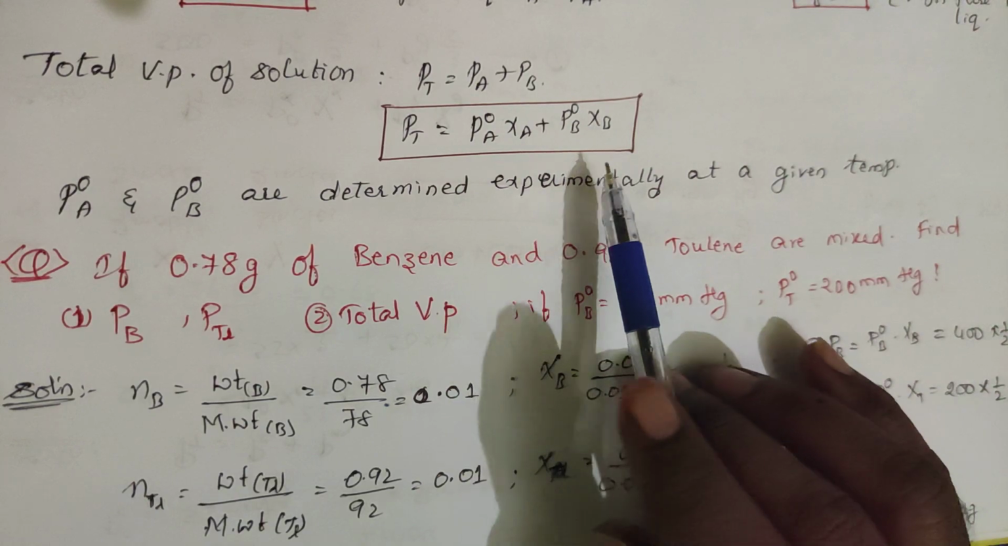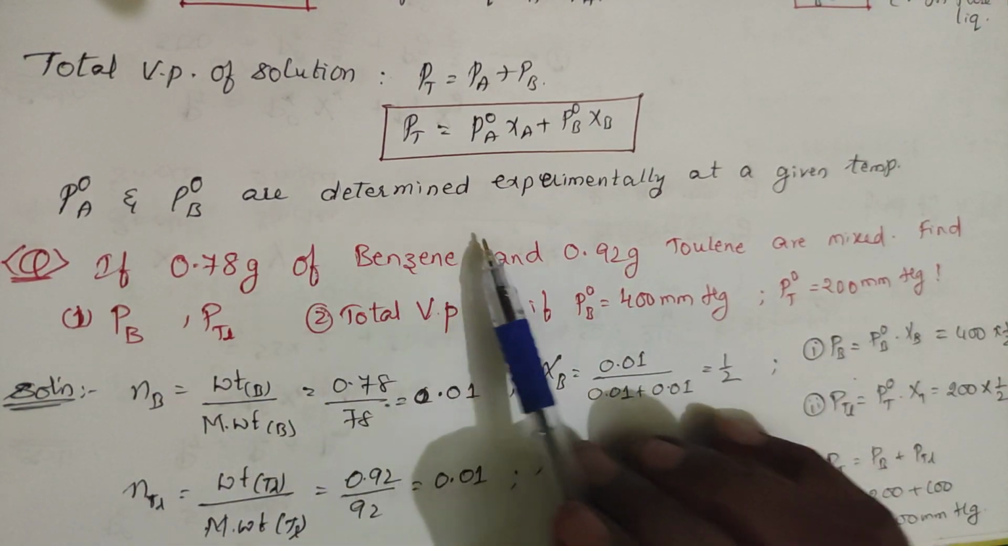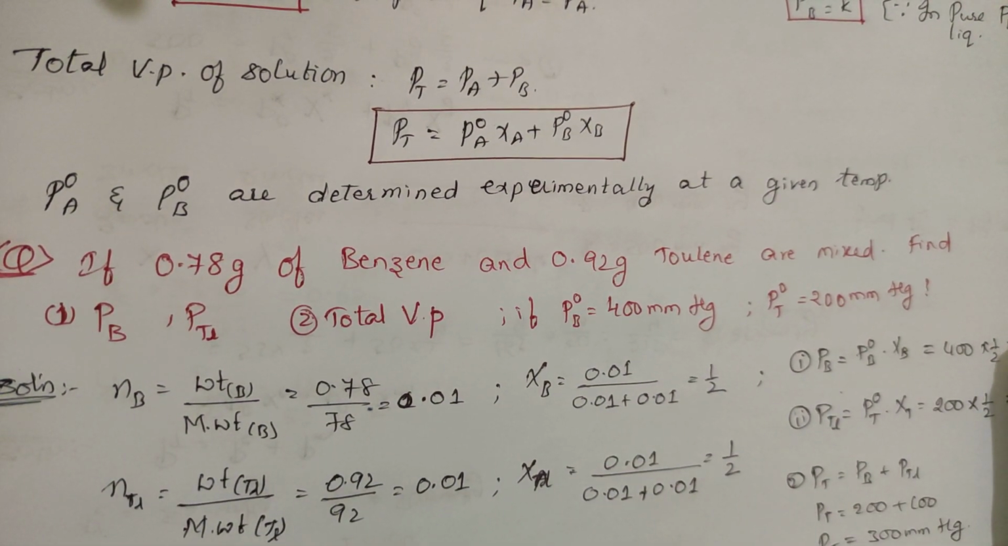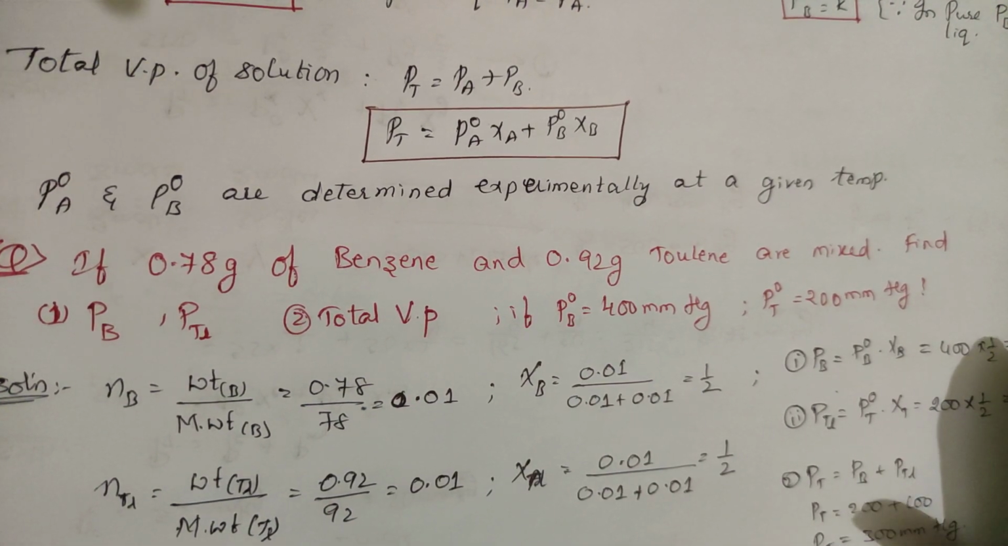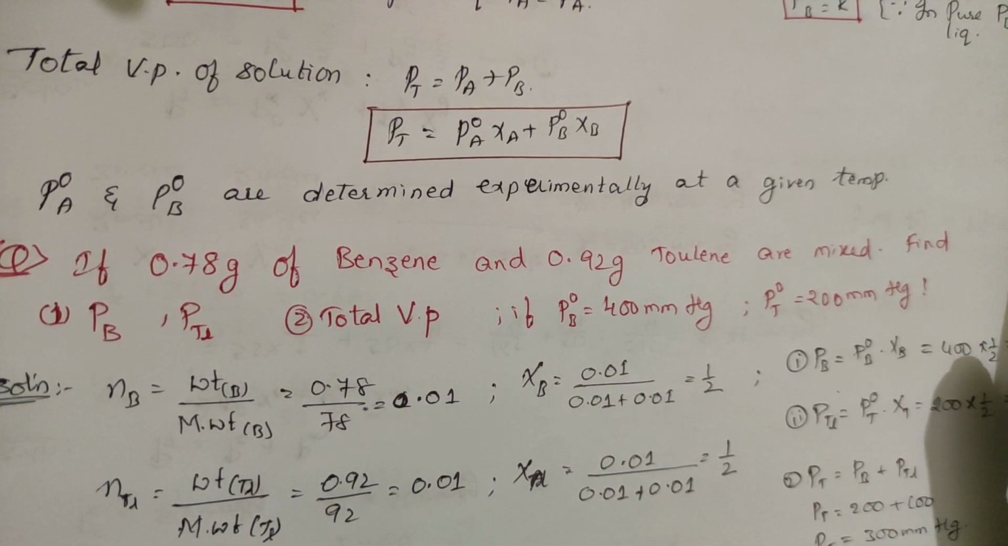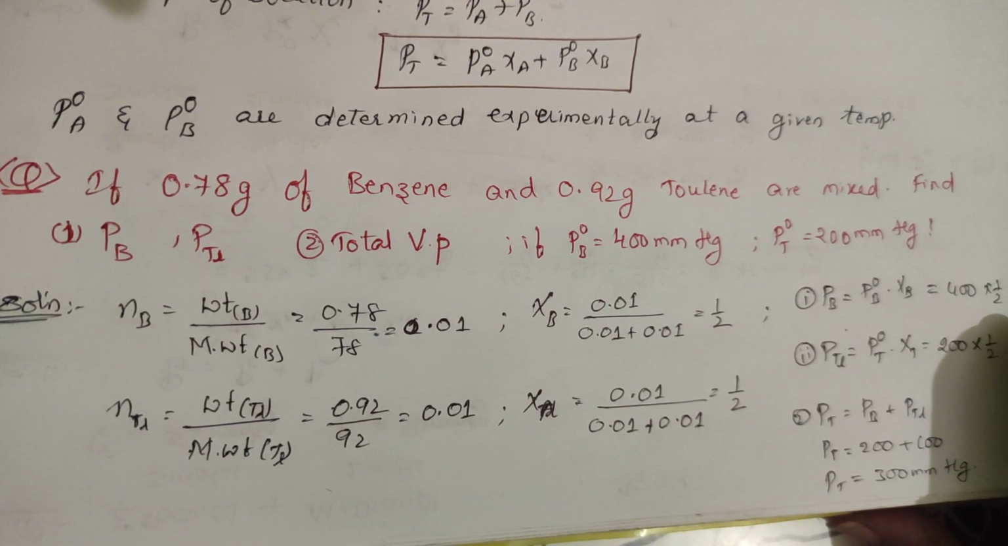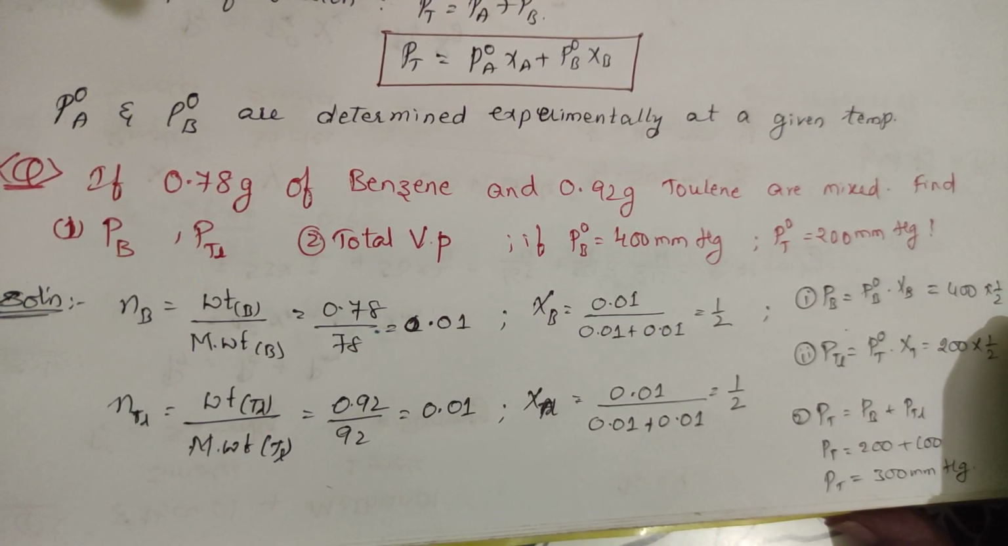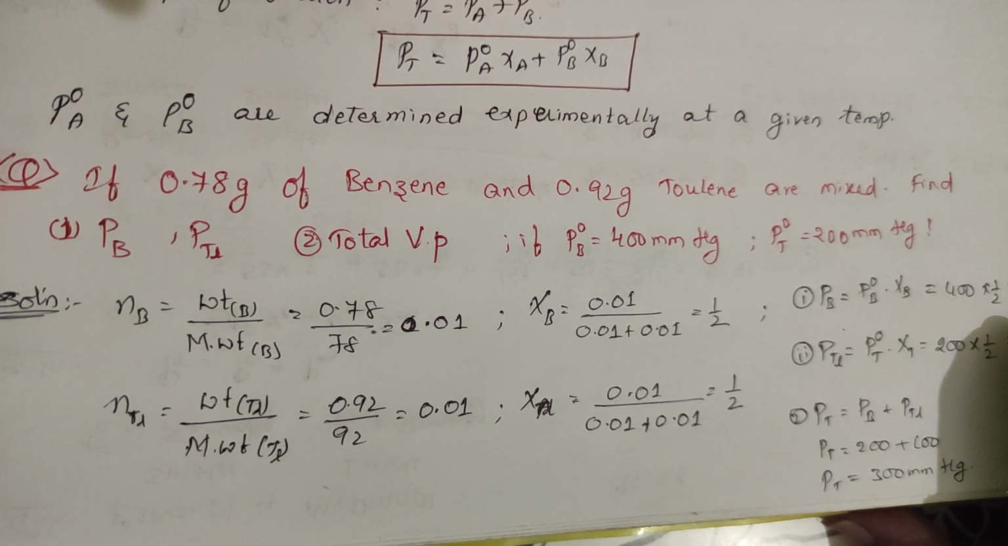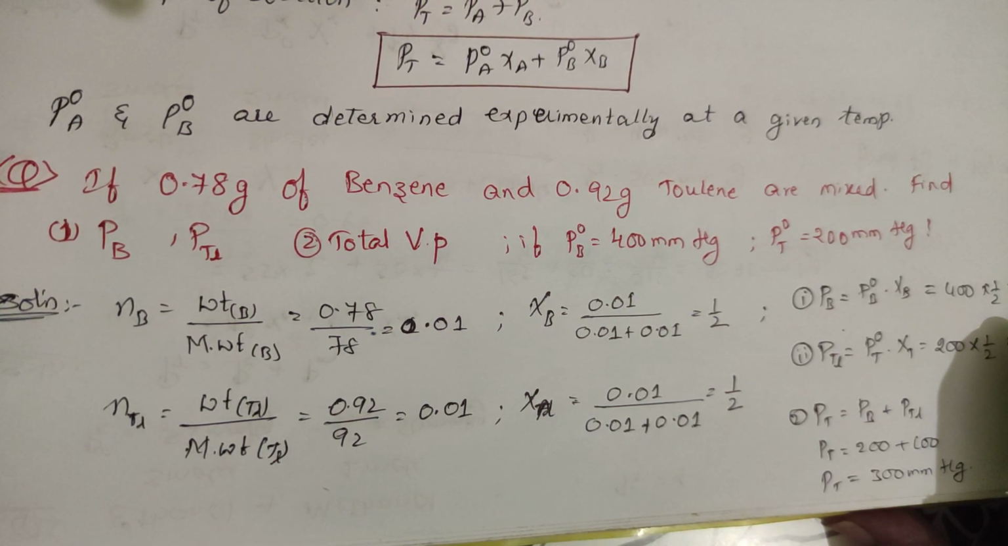So this is the content you are having, and P naught A and P naught B are determined experimentally at a given temperature. If you change the temperature, these values will change. So the temperature should be constant; at a particular temperature, these are determined. So let us take some examples with respect to this model. This is the entire concept with respect to the volatile liquid as well as the volatile solvent.